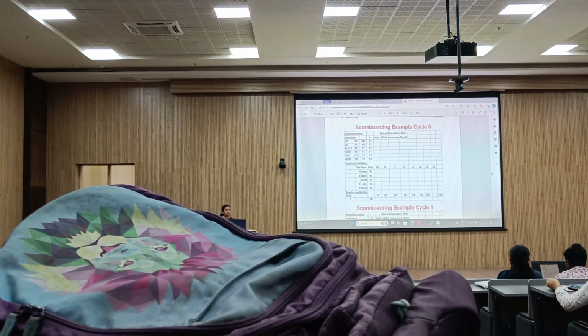Now, cycle number 6. So, the load instruction came to read and the next instruction came to issue. As this instruction came to issue, you have to fill in that data. Under functional unit, multiplication unit 1 is busy. Operation is multiplication. What is destination? F0. Two operands are there, F2 and F4. And are they ready?